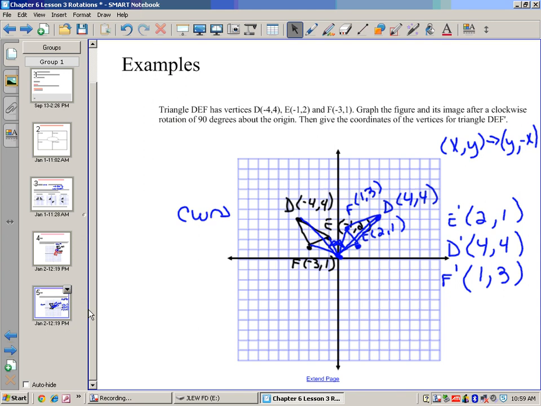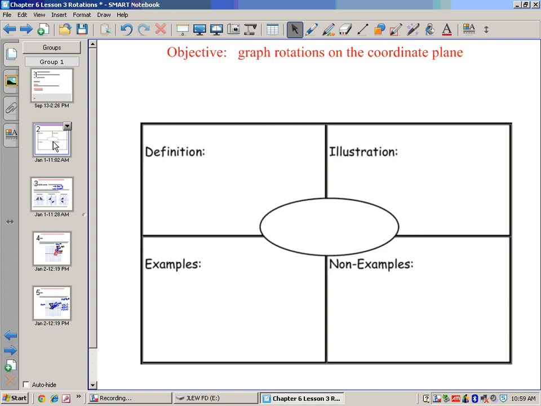Okay, going back, we don't have an example for you to finish for class today, but we do have our graphic organizer. Once again, define rotation in your own words, and give 3 characteristics about rotation. And then draw an example of a rotation and a non-example of a rotation. And this is the end of lesson 3.